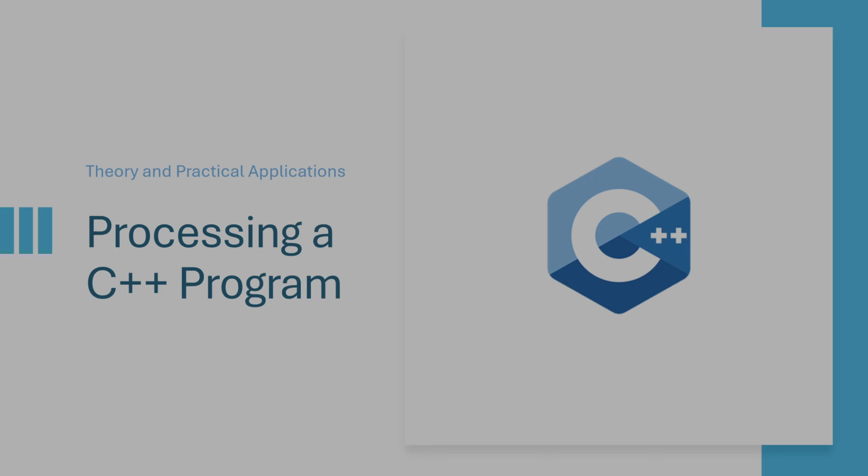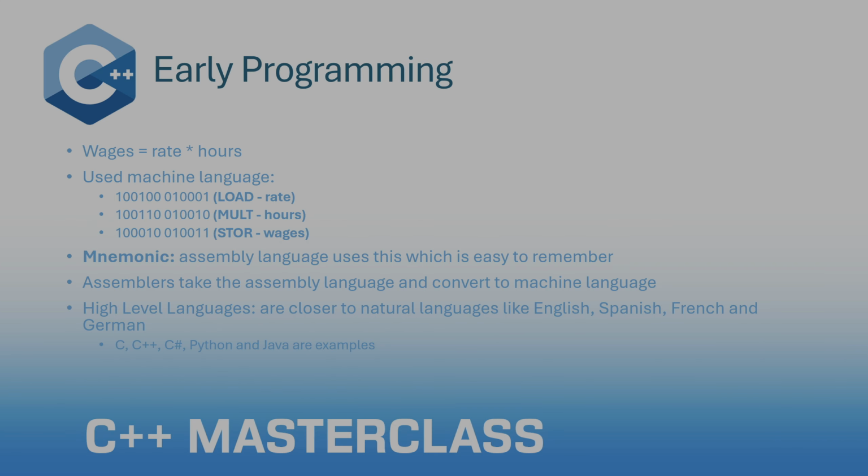We're going to start with processing a C++ program. In early programming, let's say you wanted to solve the problem of wages equals rate times hours. You would have to use machine language and know the binary code for that, which caused a lot of errors. The mnemonic is the assembly language, which is easy to remember. The mnemonic is in bold, so you would load the rate, multiply the hours, and store the wages. You'd also have to know what memory location to use and all of that other good stuff, so it was really error prone and very complex.